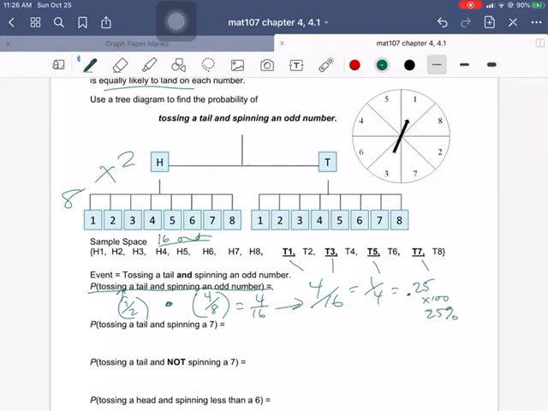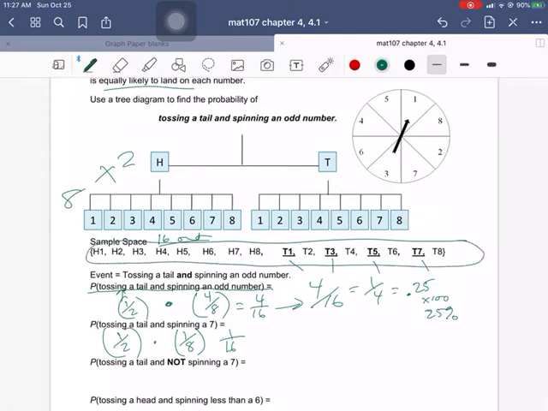So look at the next one. Tossing a tail, 1 out of 2 chances. Spinning a specific 7 is only 1 out of the 8 different things that could happen with the spinner. If you multiply them together, you're going to get 1 over 16. If you look at your outcomes sample space here, you will find the 1 tail 7. That's the only event that would make that true. So it's 1 out of 16.